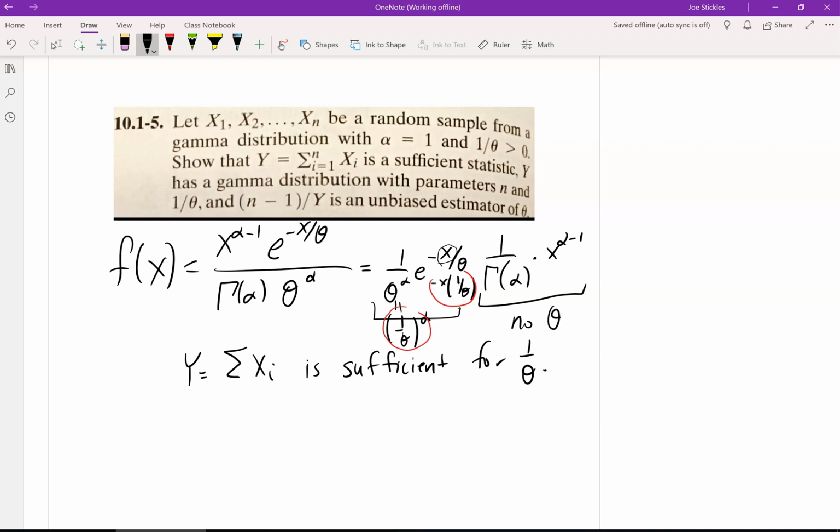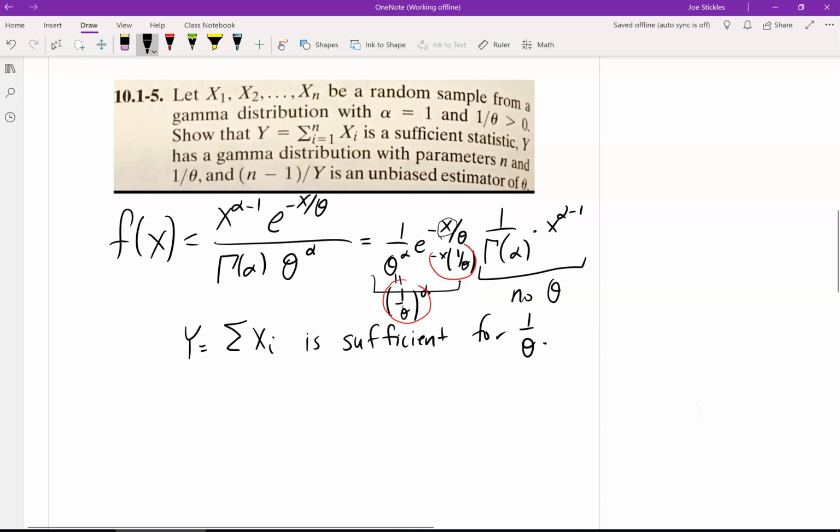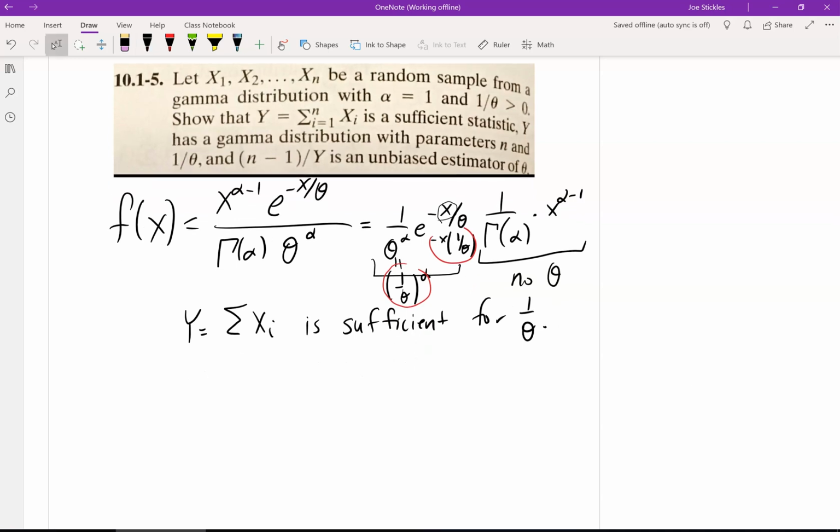Okay, so it asks us to show that it's sufficient, which we did. It also says that y has a gamma distribution with parameters n and 1 over theta. Notice I didn't do anything special here with the gamma distribution. I just have the parameters here. I could write these as 1 over theta if I really, really wanted to, flip some things around. And the alpha is equal to 1. So let's do that now to get the second part.